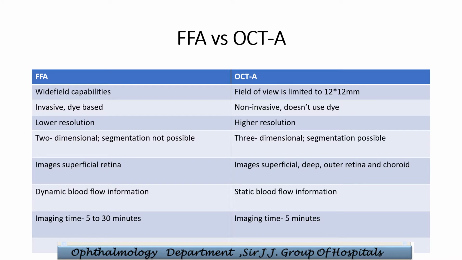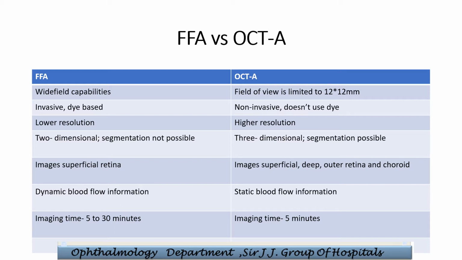To compare fundus fluorescein angiography versus OCT angiography, we see that fundus fluorescein angiography has wide field capabilities. It's an invasive test based on dye. It has a lower resolution. It gives 2D images, so segmentation is not possible. It images mainly the superficial retina. It gives information about the dynamic blood flow, and the normal imaging time takes roughly 5 to 30 minutes.